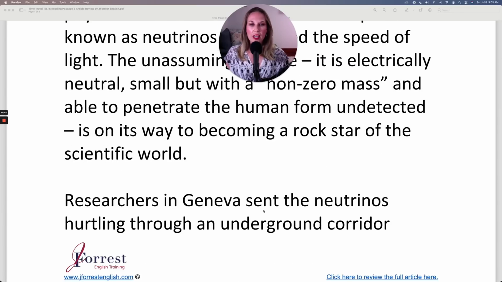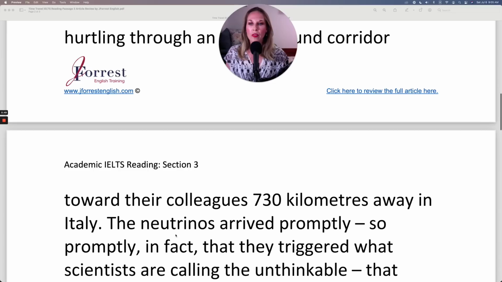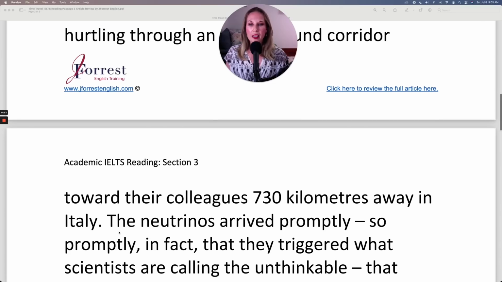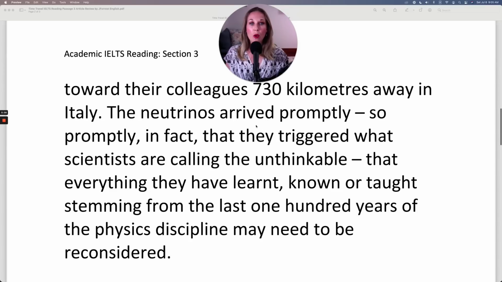Researchers in Geneva sent the neutrinos hurtling through an underground corridor toward their colleagues 730 kilometers away in Italy. The neutrinos arrived promptly. So promptly, in fact, that they triggered what scientists are calling the unthinkable, that everything they have learned, known, or taught stemming from the last 100 years of the physics discipline may need to be reconsidered.